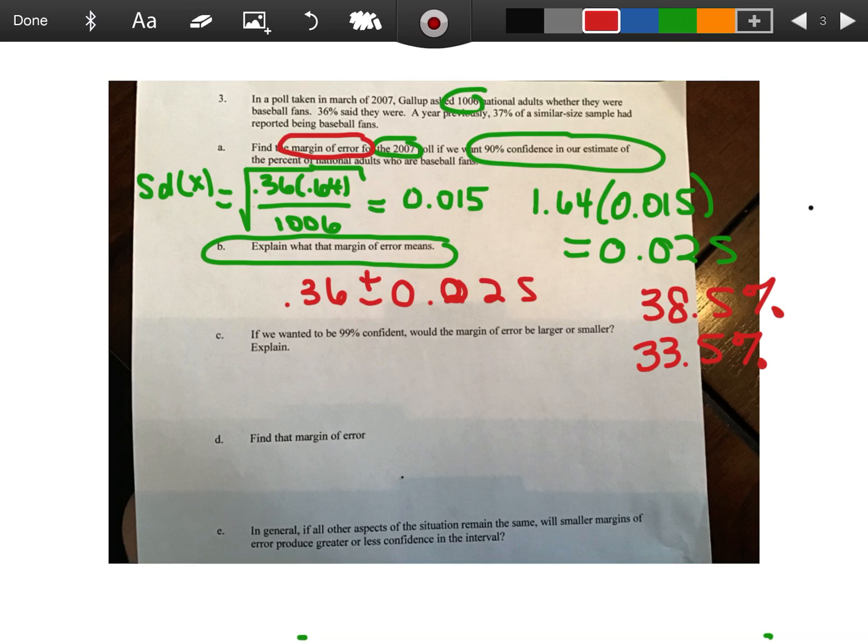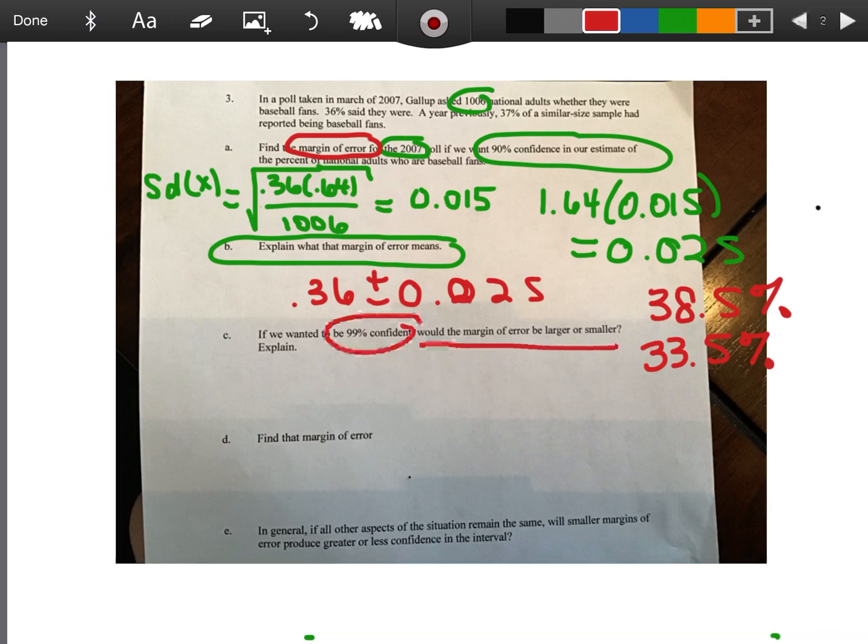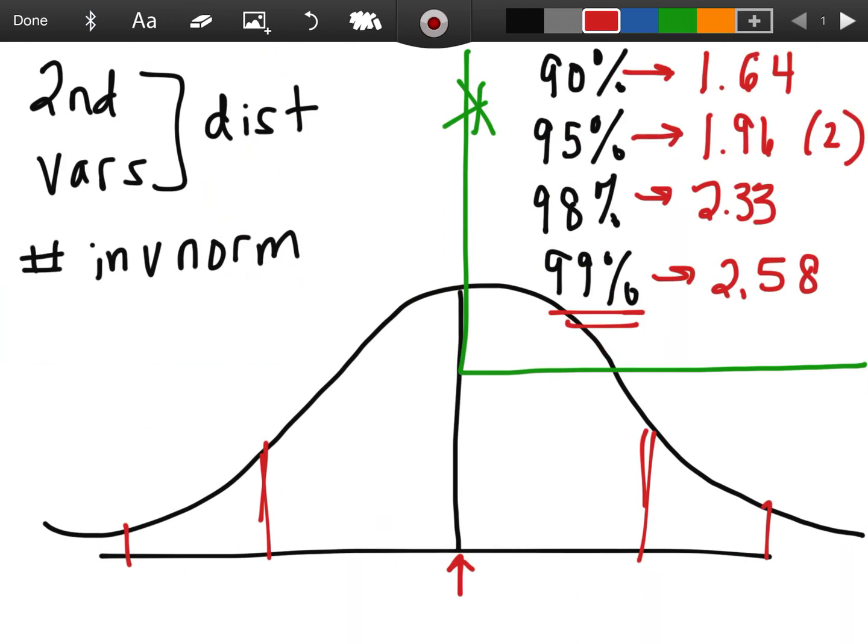Now, if I wanted to be 99% confident that I got the real answer inside there, my margin of error would be, let's see, larger or smaller? So you need to think in your head. If you want to be more confident, are you going to widen your range or lower your range? And obviously, you're going to widen your range because you want to be really confident that you grabbed the real answer inside that range of numbers. Remember that for your 99% confidence interval, your z-score was 2.58. You would take that 2.58 and multiply it by your standard deviation.